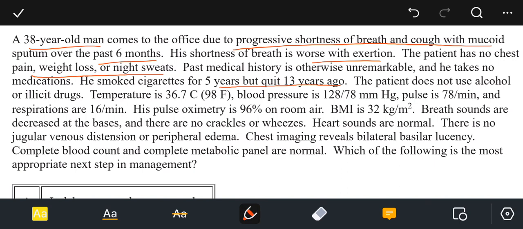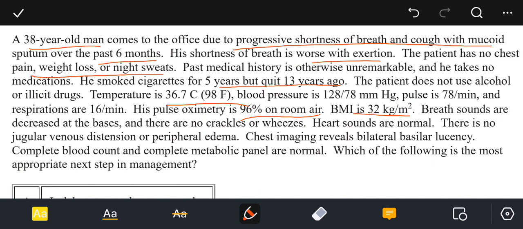The temperature is 36.7 degrees Celsius. Blood pressure is 128 by 78 millimeters of mercury, that is kind of normal. Pulse is 78 per minute and respiration is 16 per minute. His pulse oximetry is 96% on room air. The BMI is 32 kg per meter square, that is very high.